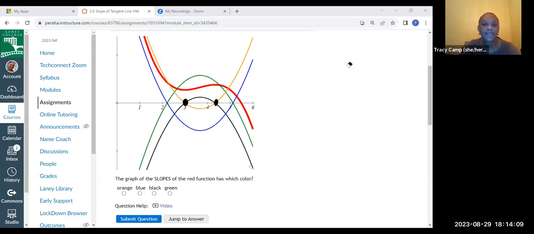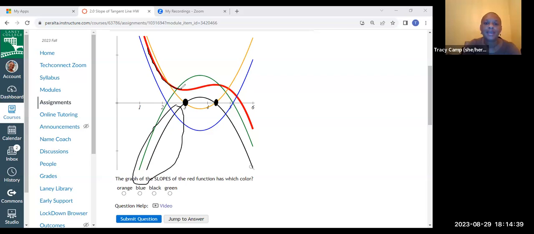From there, I want to imagine going along the red curve. You start off going down, right? The curve is decreasing, which means the derivative has to be below the x-axis. When the curve is decreasing, the derivative is below the x-axis. And that happens with the black curve here. Notice it's below the x-axis.